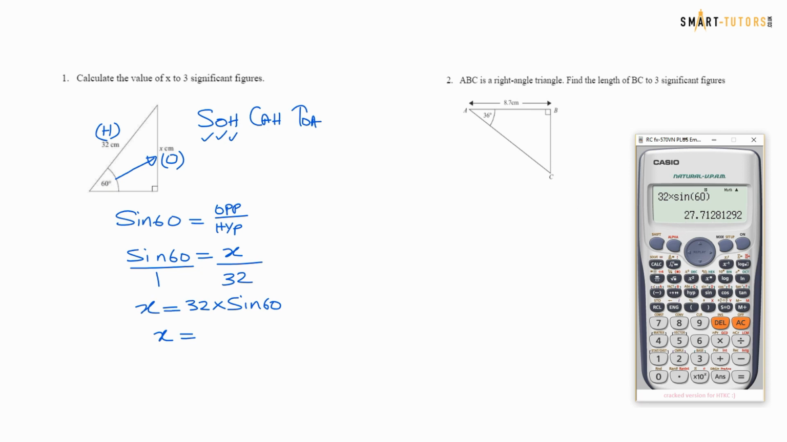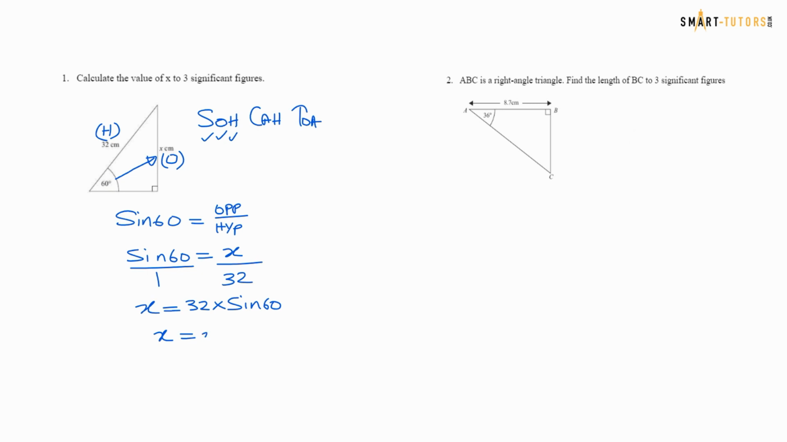The fourth digit is less than 5, so 27.7 to 3 SF. That is the answer for question number 1.